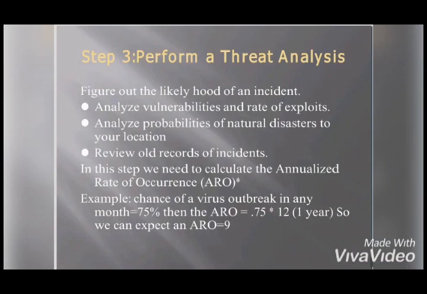Step 3. Perform a threat analysis. Figure out the likelihood of an incident, analyze vulnerabilities and rate of exploits, analyze probabilities of natural disasters to your location, review all records of incidents. In this step, we need to calculate the annualized rate of occurrence, or the ARO. Example, chance of a virus outbreak again, in any month, equals 75%. Then the ARO equals 0.75 times 12, which is a year, 12 months. So we can expect an ARO of 9.